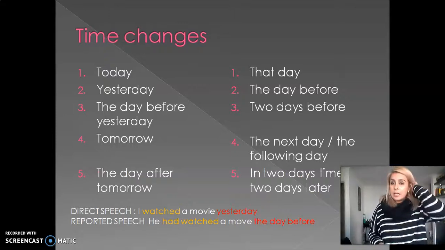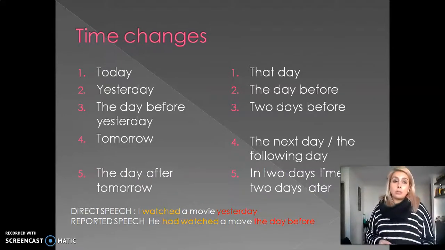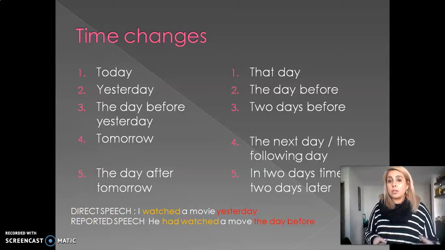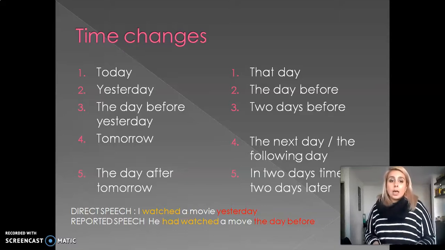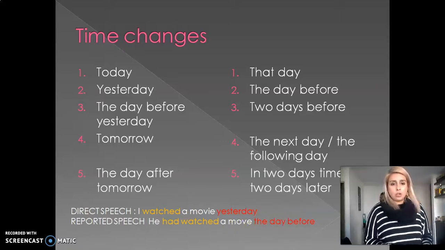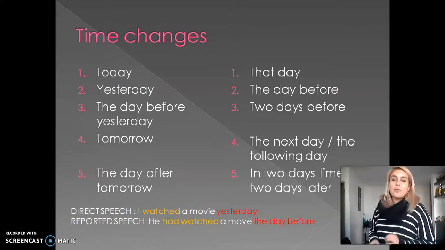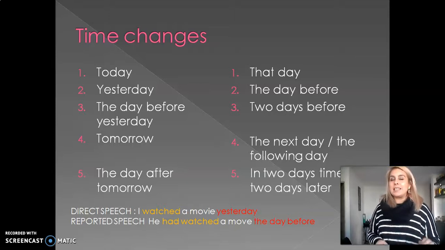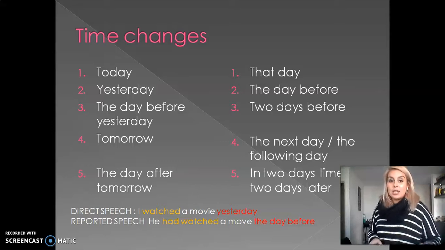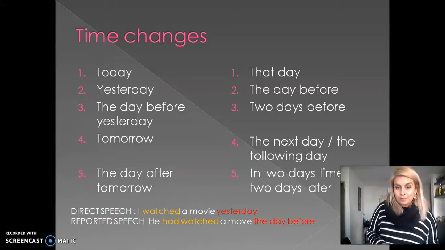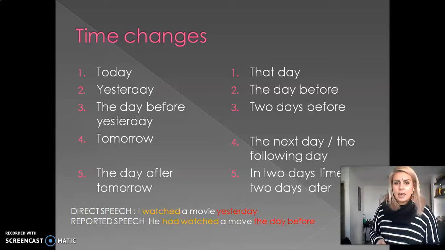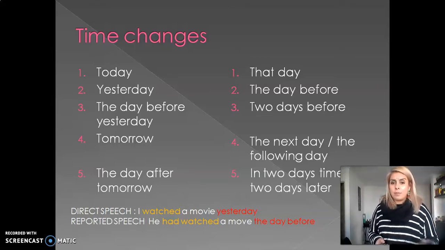Time changes. The time expressions also change. For example, the word today changes for that day, yesterday for the day before, for 2 days before, etc. For example, in direct speech says, I'm sorry, I watched a movie yesterday. This is a sentence using the simple past in direct speech. It changes for, he had watched a movie the day before.